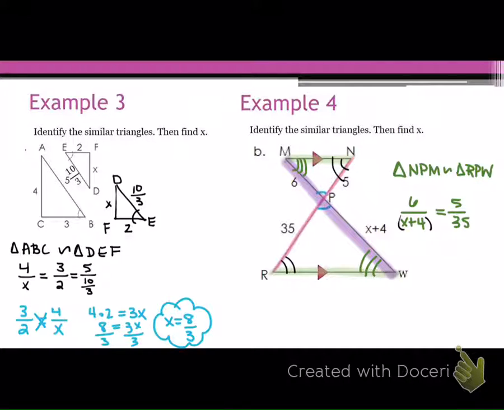Okay, so I put parentheses around x plus 4 because it is a binomial, so it's separated by addition or subtraction.